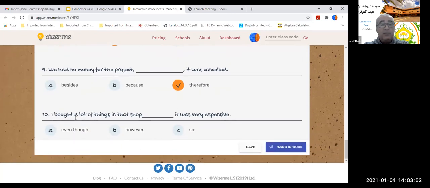I bought a lot of things in that shop. It was very expensive. Even though, however, so. What do you think? Excellent. Even though I bought a lot of things in that shop, even though it was very expensive.